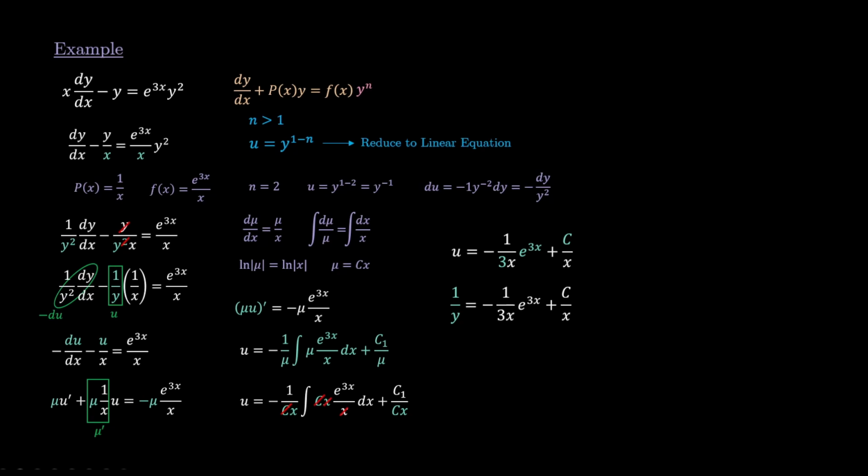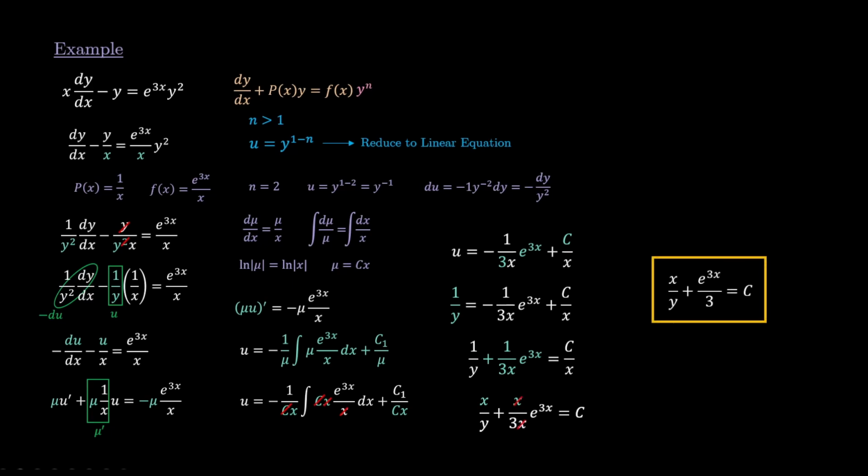Now we pretty much have the solution, but I want to simplify it such that we have the constant by itself. So we can add the 1 over 3x e to the 3x over, and then we multiply x on each side. We go ahead and cancel the x's, and now we have this, and this is our solution.